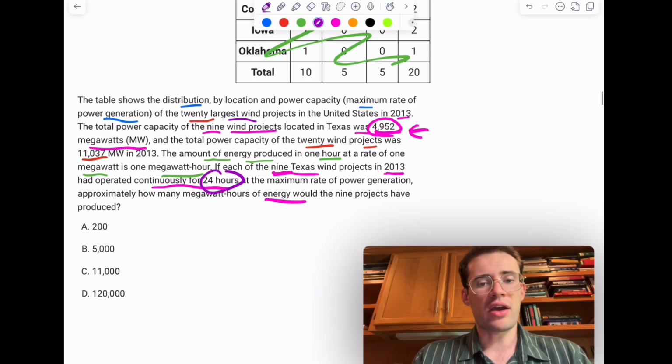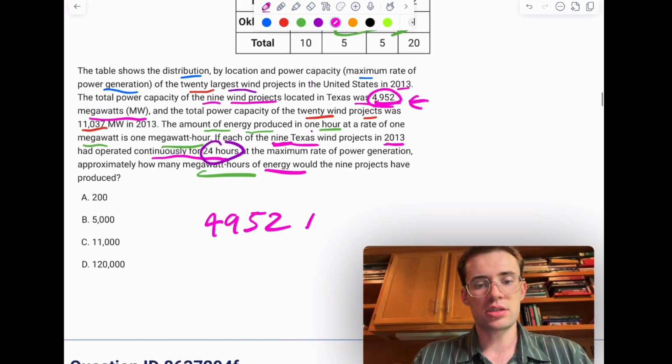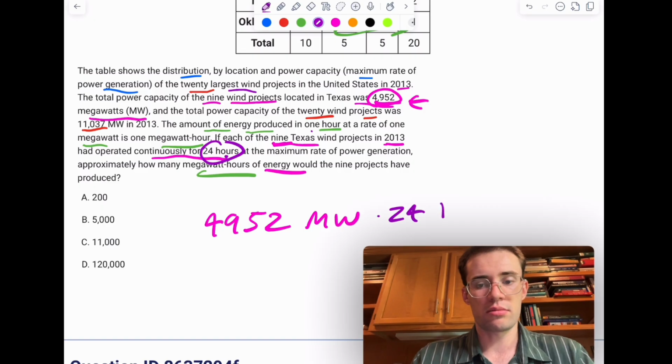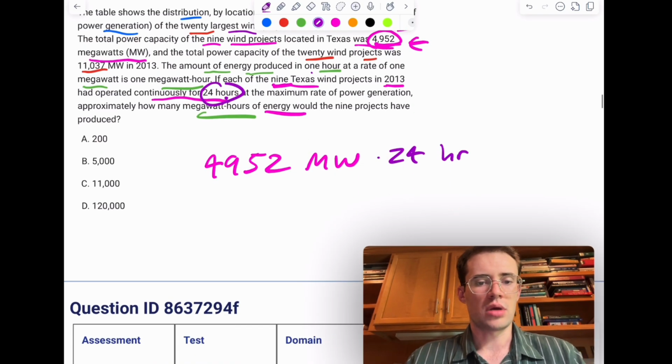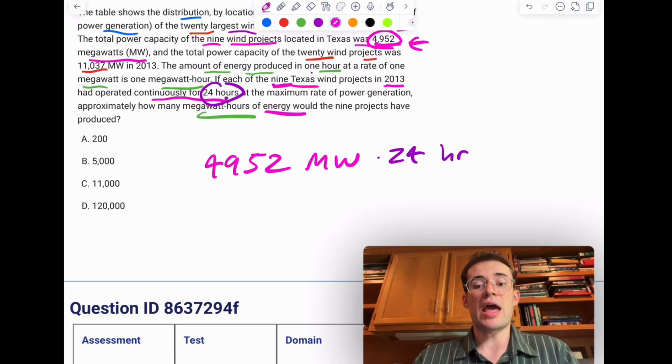Okay, and like they said, the amount of energy produced, this is what I underlined in green, in 1 hour at a rate of 1 megawatt is 1 megawatt hour. So if we want to find how many megawatt hours, you take the rate of production in megawatts, that's 4,952 megawatts for those 9 Texas ones. Then you multiply that by the number of hours, so times 24 hours, and that gives you the amount of energy produced in that 24-hour span.